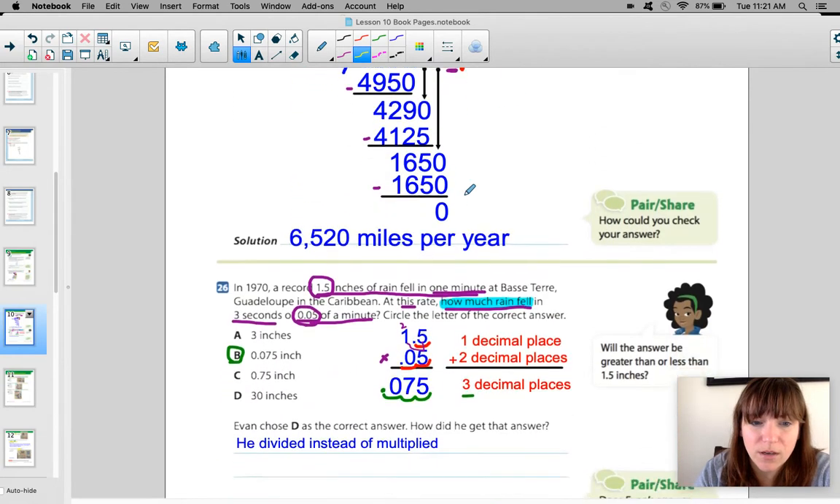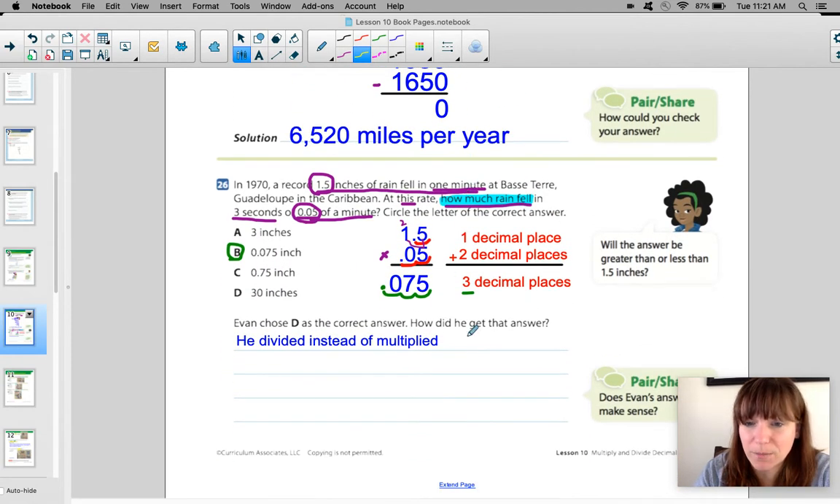Number 26 is a multiplication problem because it's asking how much rain fell in an amount of time. So they give us 3 seconds or 5/100ths of a minute. Because up here it says 1 minute, I'm going to use this decimal, not the 3. That was a tricky part of this one. You might have been wondering, do I multiply the 1.5 times the 3? I'm going to use the 5/100ths because in the beginning it says that 1.5 inches of rain fell in 1 minute. So I'm going to keep my units the same.